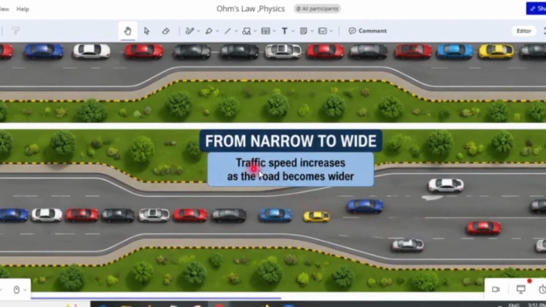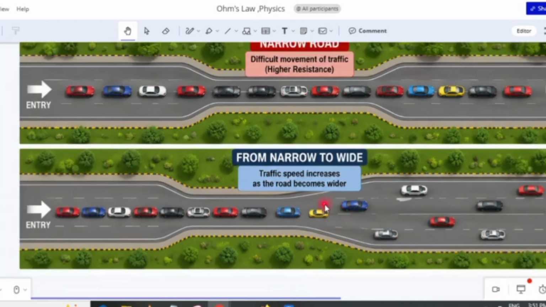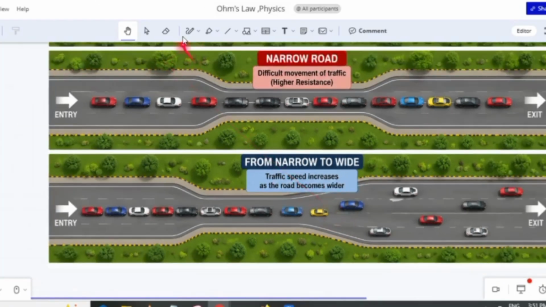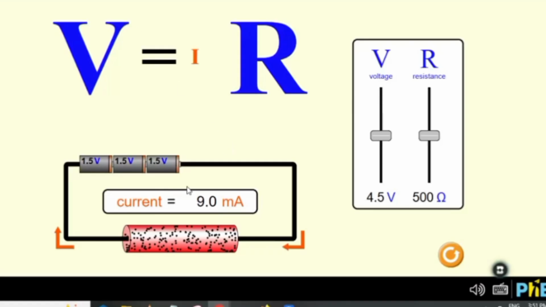Using our traffic analogy, we can now understand Ohm's law. Cars, just like electric charges, the traffic flow, the number of cars passing each second, equals current. In traffic, the pressure pushing cars is voltage. The narrow road is resistance. So if the traffic pressure increases, more cars pass every second. If the road becomes narrower, fewer cars pass every second. That's exactly what Ohm's law tells us.